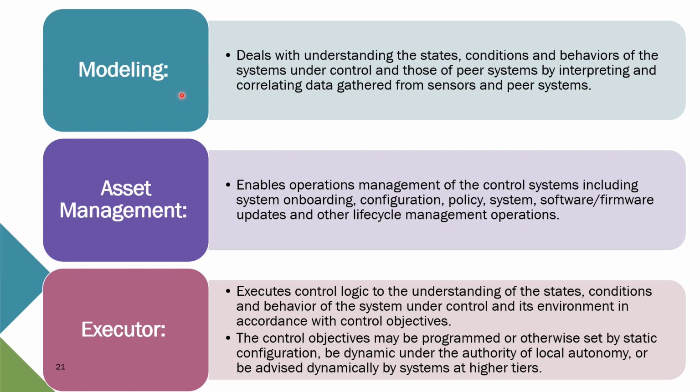The next one is modeling. Modeling deals with understanding the states, conditions, and behavior of the system under control and those of peer systems by interpreting and correlating data gathered from sensors and the peer systems. In this modeling, all the data gathered by the sensors will be analyzed, and then they will see what the problem is, or what the next step to be done will be, via this modeling function.